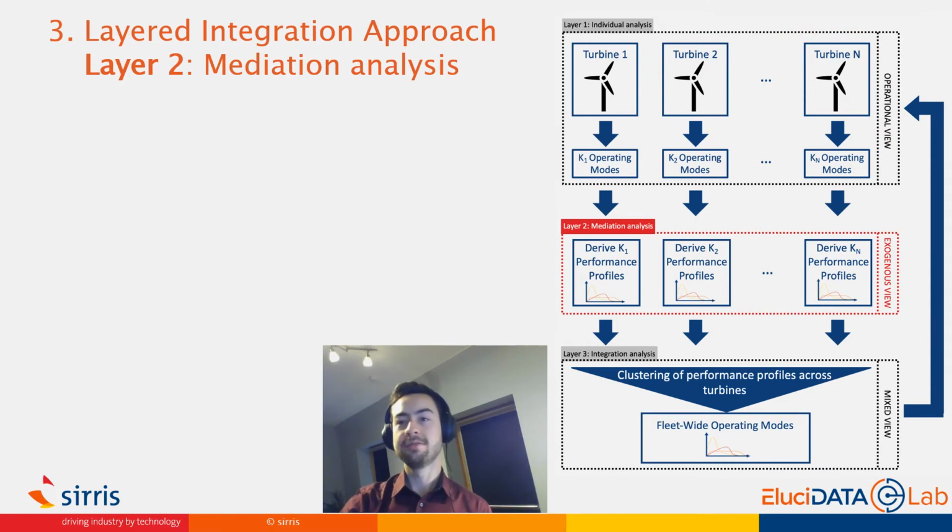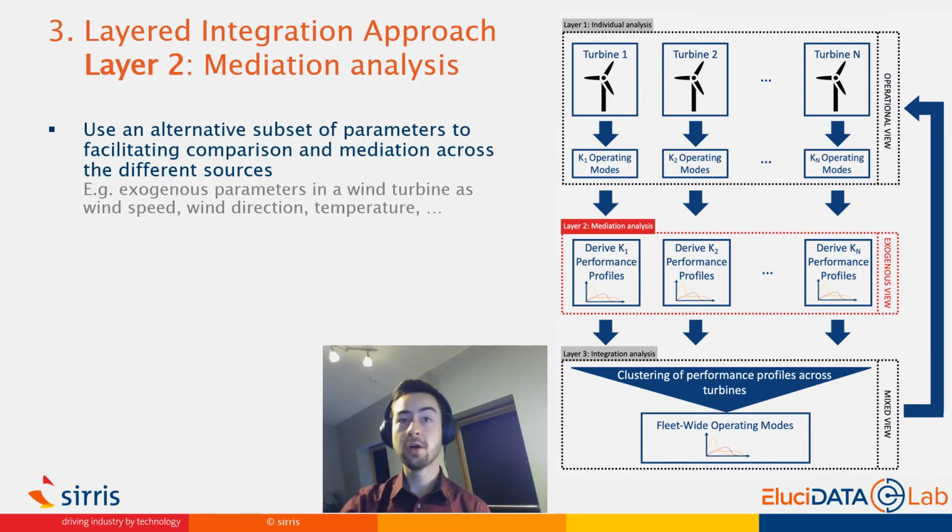So once we have these source-specific data models, we can go on to the second layer. This layer we call the mediation analysis. In here we use an alternative subset of parameters which are able to facilitate the comparison and the mediation across the different sources. So in our wind turbine case, this can be the exogenous parameters like the wind speed, the wind direction, the outside temperature, and so on.